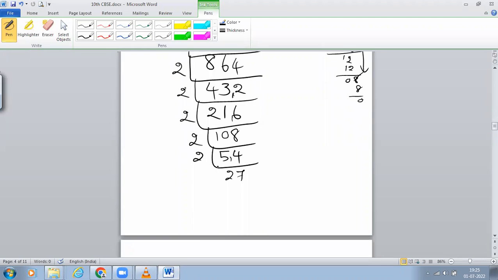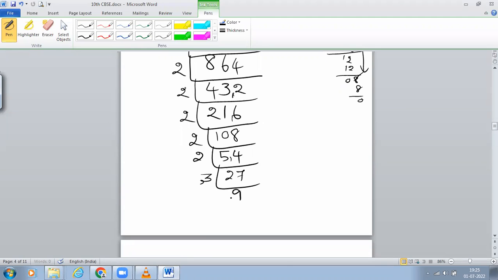But 27 is divisible by 3 because 2 plus 7 is 9. If we add the digits of a number and we get a number which is a multiple of 3, then that number is divisible by 3. Because 2 plus 7 is 9, and 9 is a multiple of 3. Therefore, this number is divisible by 3. 3 is a prime number, right?